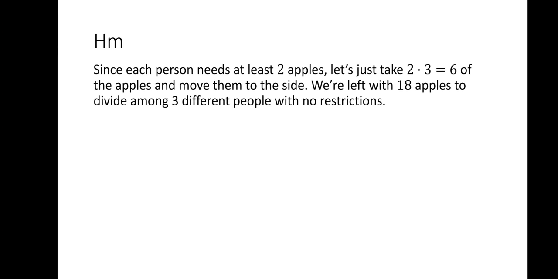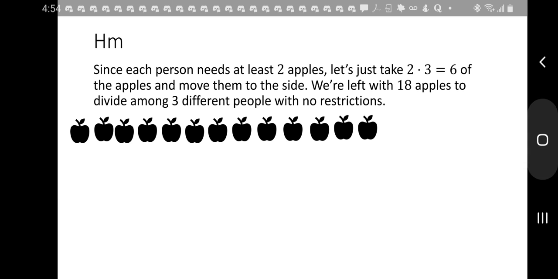Since each person needs at least 2 apples, let's just take 2 times 3 equals 6 of the apples and move them to the side. We're left with 18 apples to divide among 3 different people with no restrictions. Let's line up all of the apples.